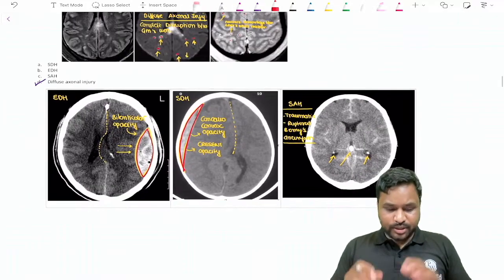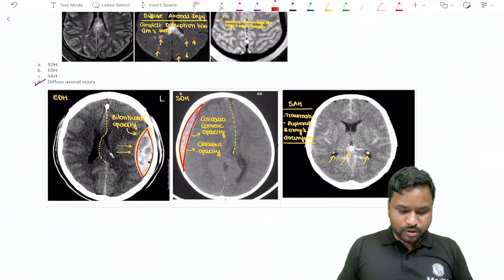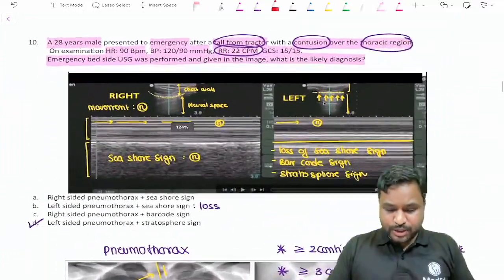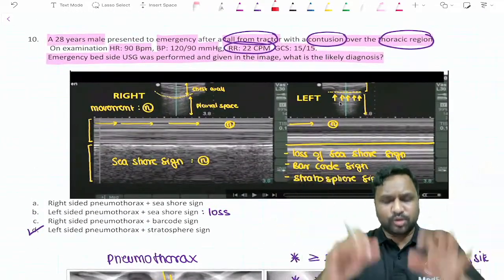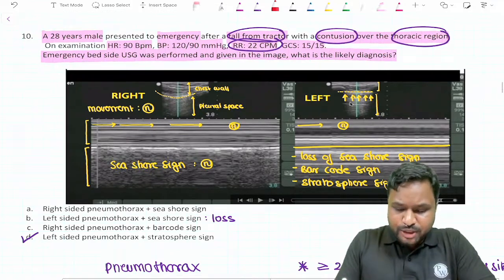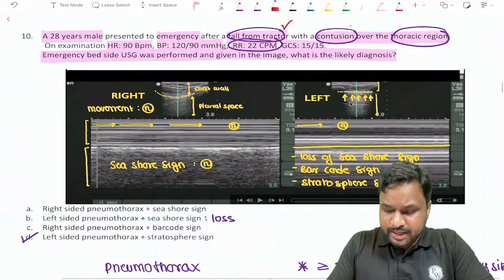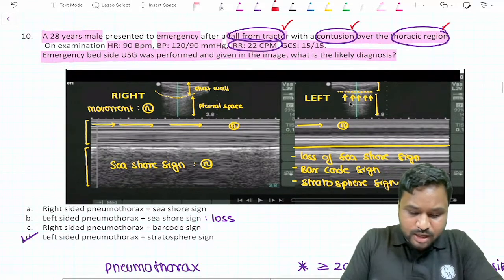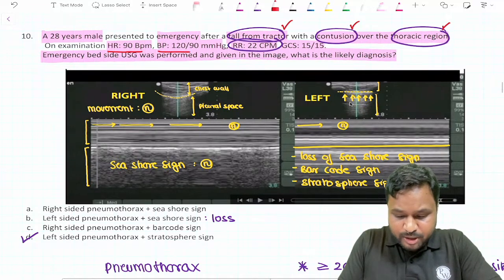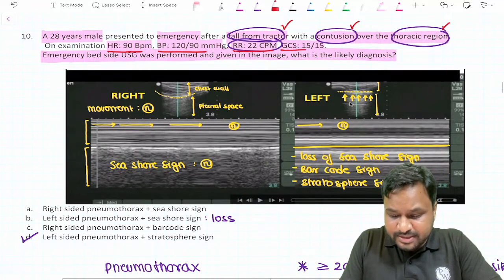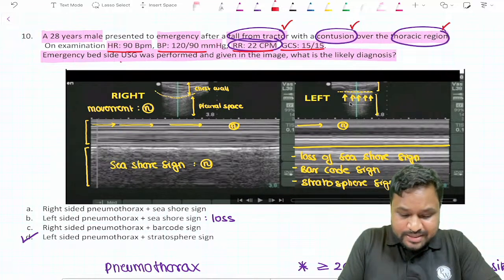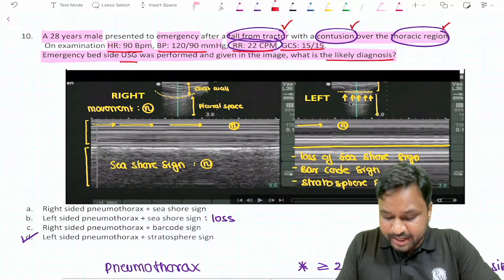All right. So this is with respect to diffuse axonal injury. Now, another question in trauma is about your pneumothorax. Again, you will see the patient has a trauma history. He has a contusion over the thoracic region. The heart rate is okay. The blood pressure is okay. Respiratory rate for now is fine. GCS is also fine. The emergency bedside ultrasound was performed. The image, what is the likely diagnosis?